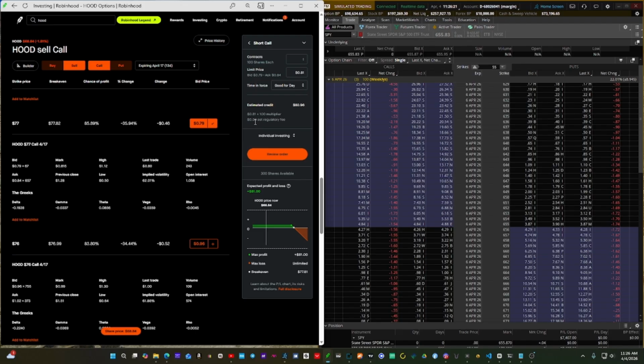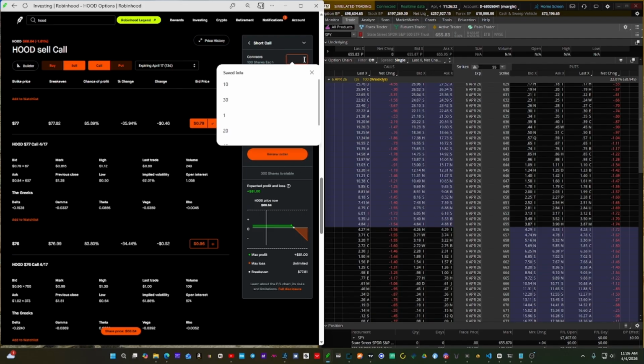So this is where you see how much premium you're going to get. This is how much everything kind of costs. And down here, you're going to see how many shares you have available. So I have 300 shares, so I can go with 3 contracts on this particular trade.